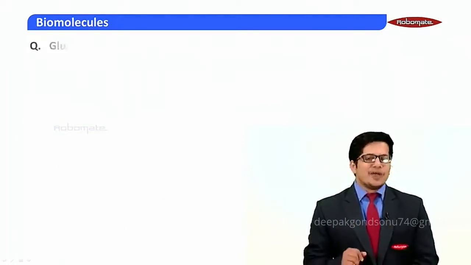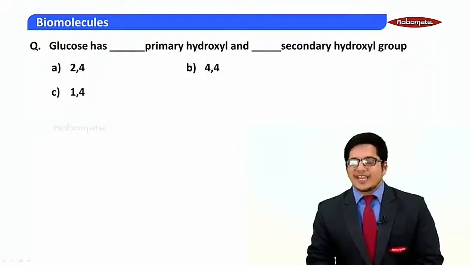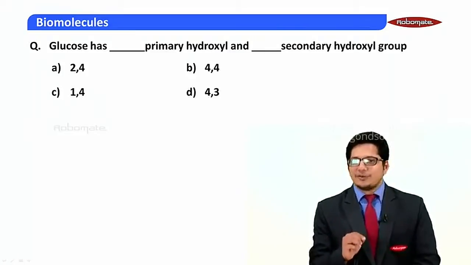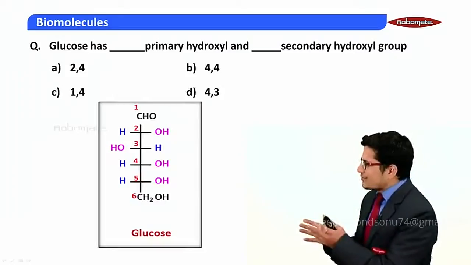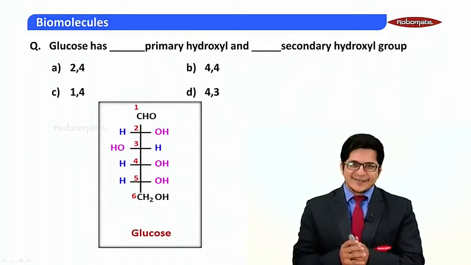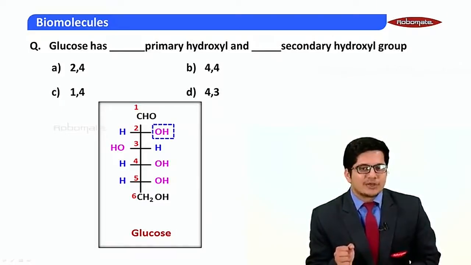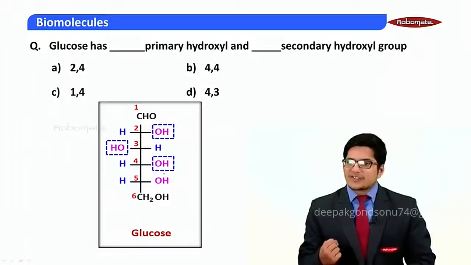Let's start with the next one. Glucose has dash primary hydroxy and dash secondary hydroxy group. All of you remember the structure of glucose. Was it something like this? Yes. Now, let's try to check out how many hydroxy groups do we have which are secondary. So first of all, we would count secondary.